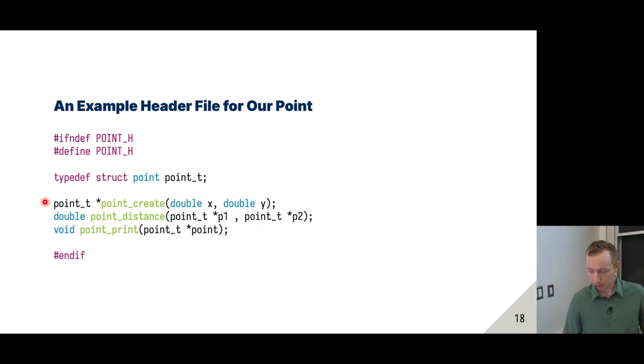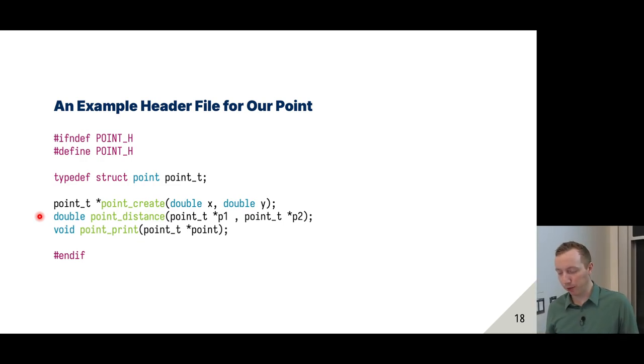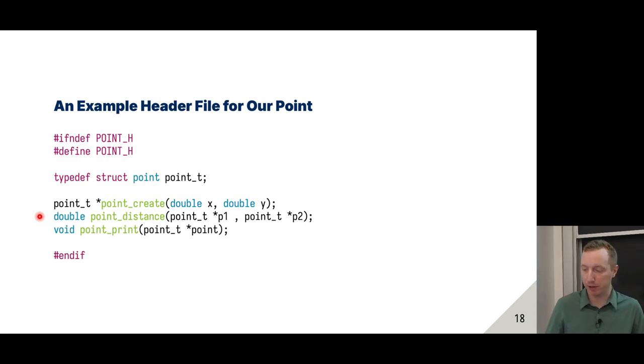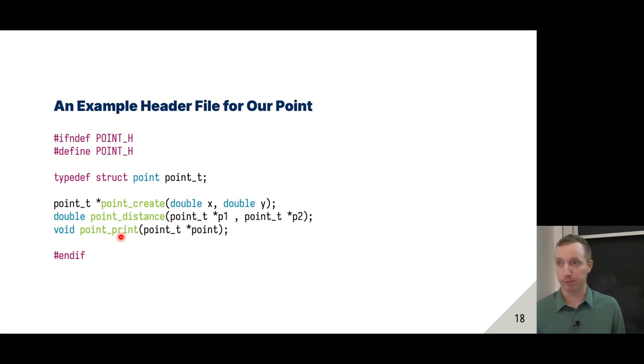Okay. And then otherwise, in our header file, we define our function prototypes. So any questions about this header file as it stands? Basically, it's telling the C compiler, okay, I'm going to create a struct called point. It's also known by point_t, and I'll go ahead and give you the function prototypes for these three functions.